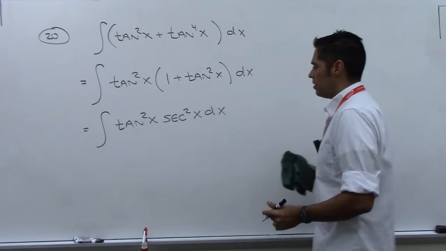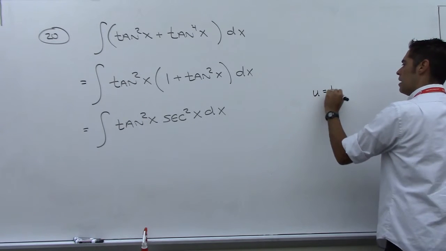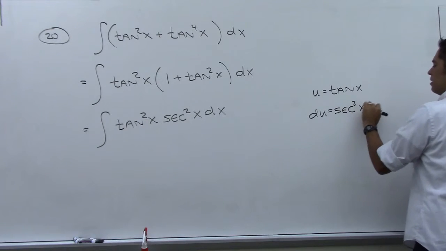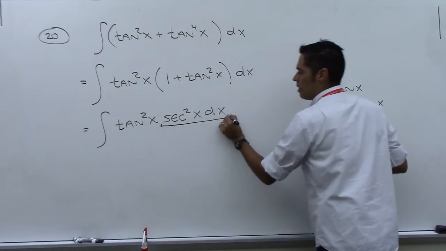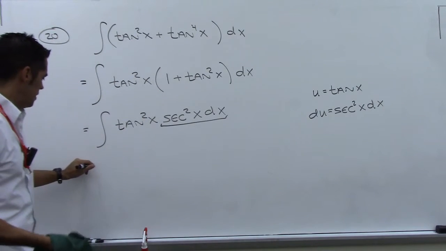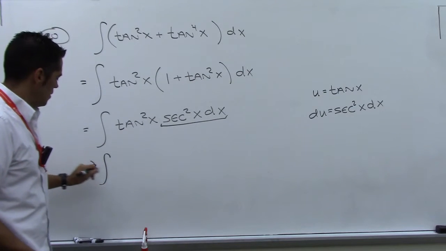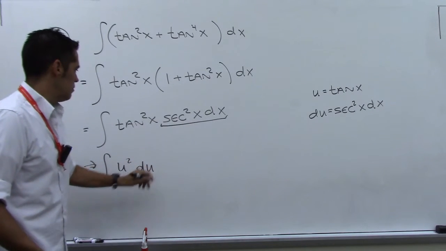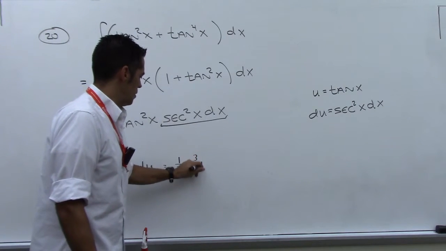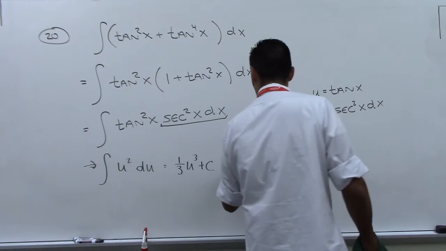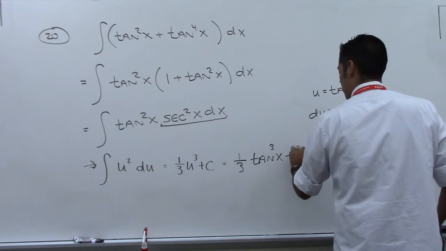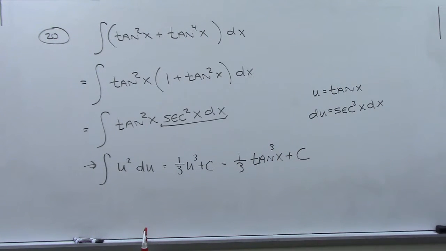I've got an even power on secant. Whenever that happens, I let u be tangent x. The derivative of that is secant squared x dx, and I have secant squared x dx. I just need to make sure I rewrite this. But u is tangent, so this is just going to be the integral of u squared du. The antiderivative there is 1/3 u cubed plus c, which will be 1/3 tangent x cubed plus c. That's it. We're good to go.